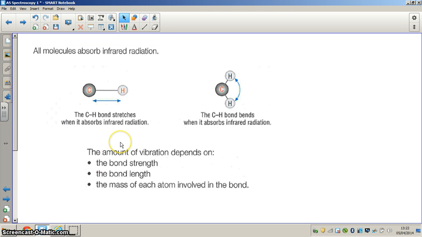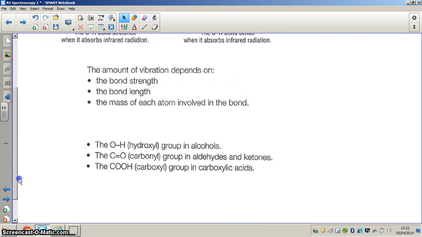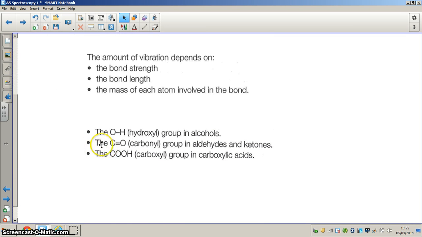For most first year A-level courses and questions related to this topic, you're really going to only be asked about three particular groups, and that is an OH group, so the absorption of an OH group, a C double bond O group, a carbon R group, either as an aldehyde and a ketone, but could also be part of a carboxylic acid, and indeed carboxylic acid itself. So most first year A-level courses really concentrate on identifying these groups in molecules.